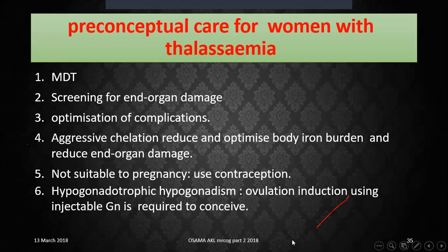And if a woman with thalassemia is anovulatory, this anovulation is caused by decreased gonadotrophins due to precipitation of iron in the anterior pituitary. How to treat? Gonadotrophins.